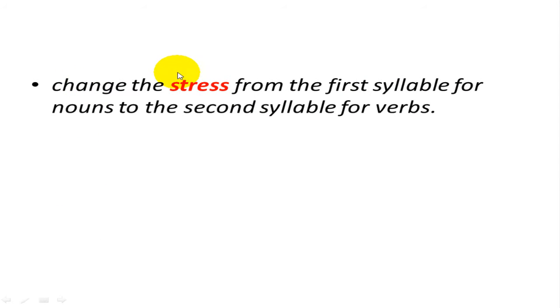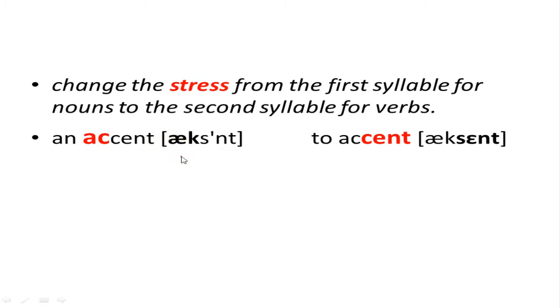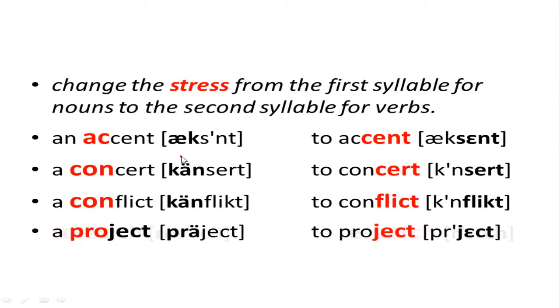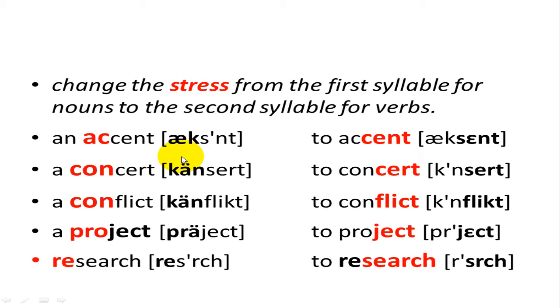Change the stress from the first syllable for nouns to the second syllable for verbs. What does it mean? Some words are nouns and verbs, so we have to make a stress. What does stress mean? To make the sound longer, higher and louder. This stress changes from the beginning, from the first part of the word, where it is the noun, and becomes the stress at the end of the word because it becomes the verb.